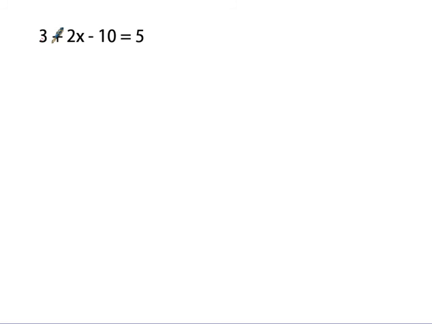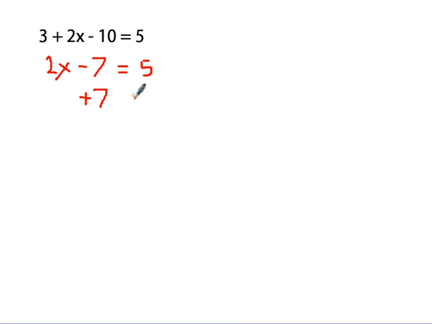So here I have a 3 and a minus 10. The 2x is going to stay the same, so I'm just going to write down 2x. And 3 minus 10 is negative 7, so I change that to a minus 7, is equal to 5. I have 2x minus 7. This is a two-step equation, relatively easy to solve.